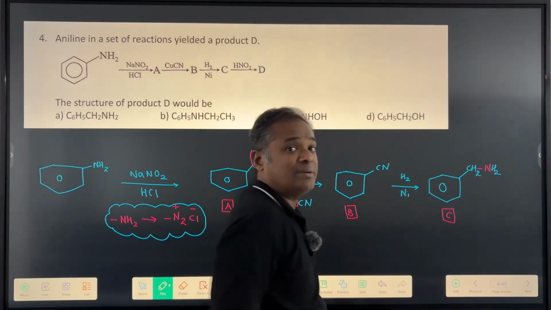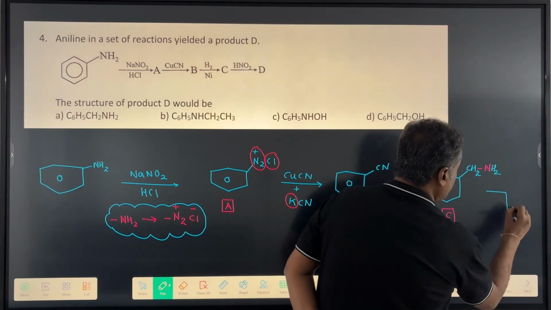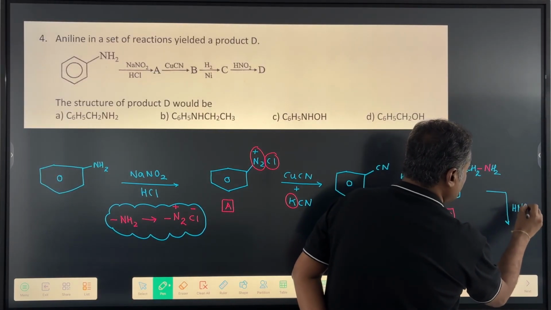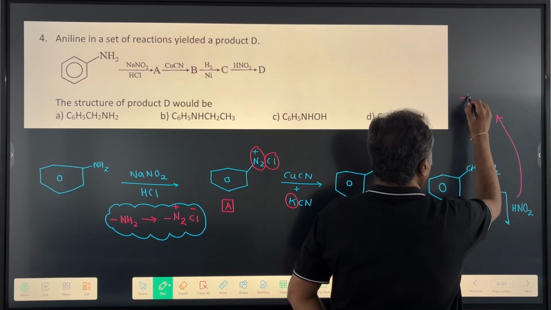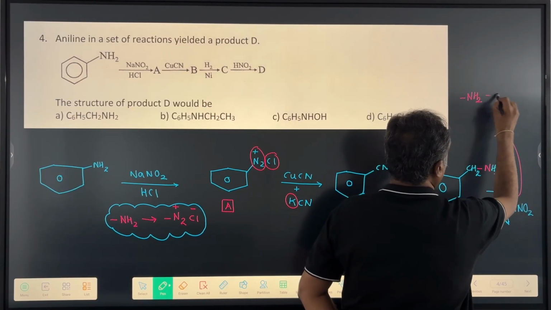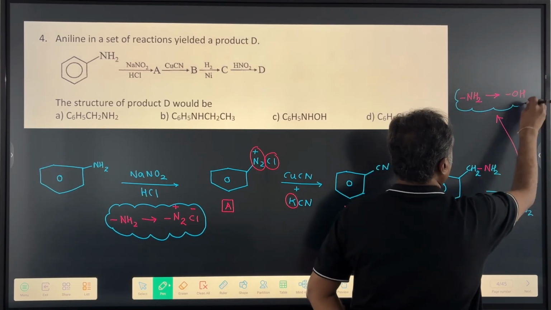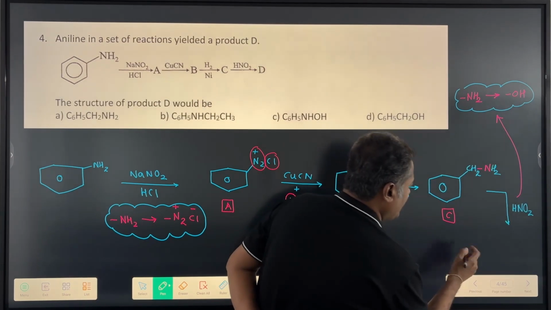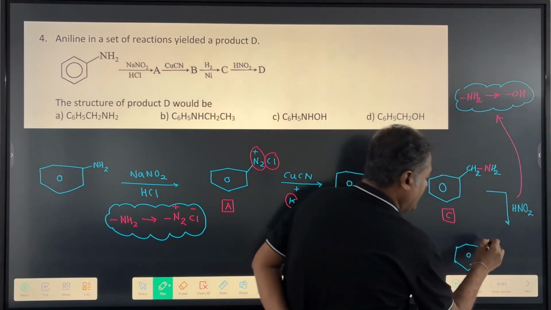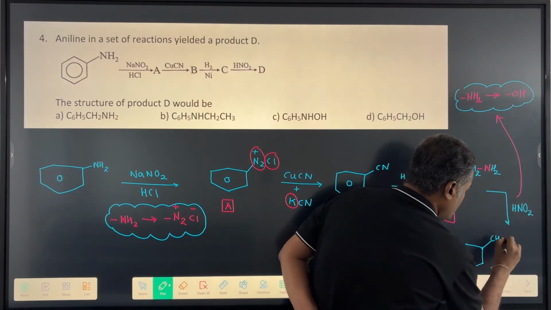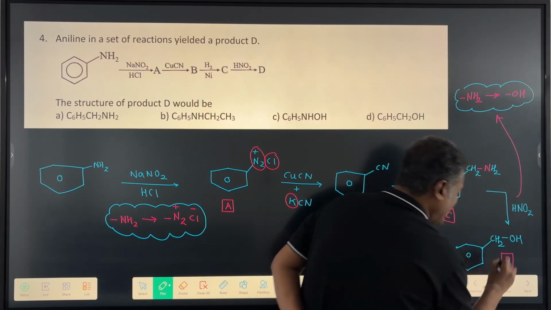And what is the last step, child? The last step is treatment of this compound with nitrous acid. We know that with nitrous acid, your amine group will get converted to an alcohol, which you have done in the previous example only. Is the term clear? So what should be your final answer, child? It should be a benzene ring containing CH2 with an OH. Can I name this compound as benzyl alcohol?